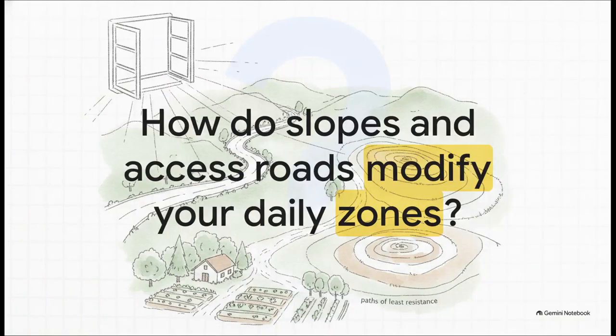As we wrap up this explainer, I really want to leave you with this thought. Take a moment today to look out your window or just look at the layout of your own neighborhood. Ask yourself, how is the unchangeable landscape, the slopes, the roads, those hidden paths of least resistance, already dictating your every step and deforming the zones of your own daily life? I guarantee, once you see it, you literally cannot unsee it.